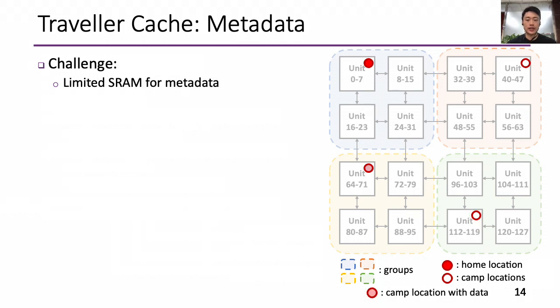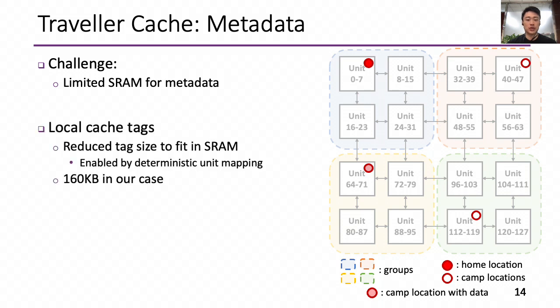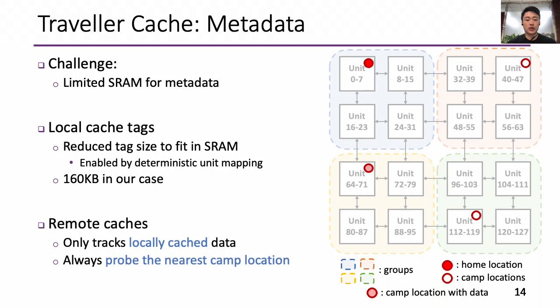The tag for cache data is challenging in ADP systems since the area for SRAM on the large die is quite limited. For information of local cache data, we propose a novel tag scheme with reduced size thanks to the deterministic mapping. Here we omit the details and please refer to the paper. We only present the result, which is 160 kilobytes for each ADP unit. And we do not keep track of data cached in other units.